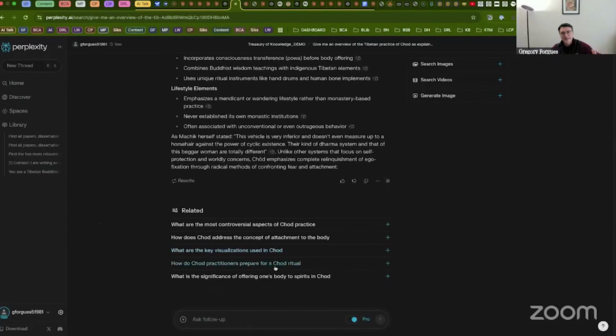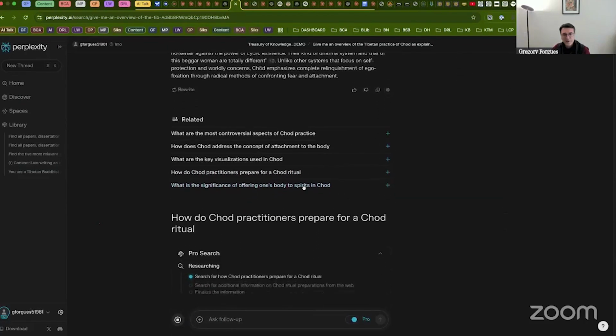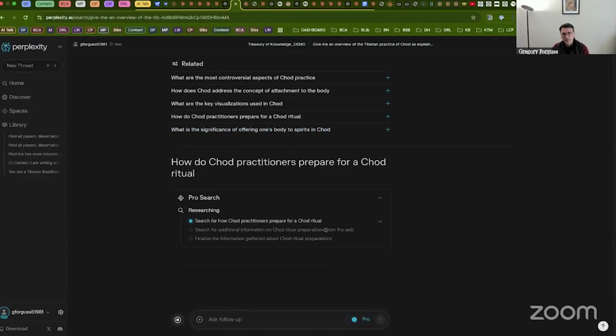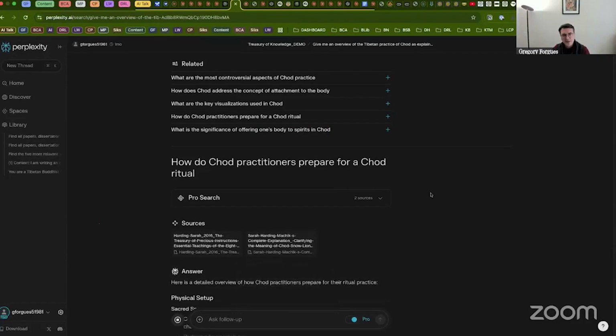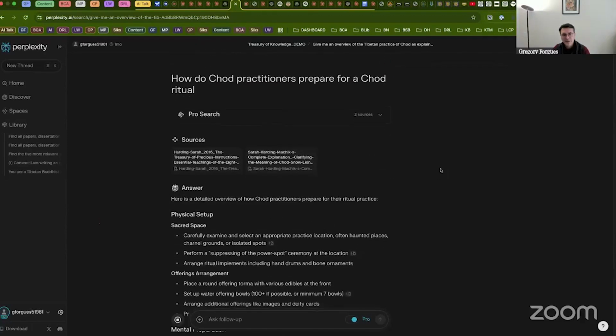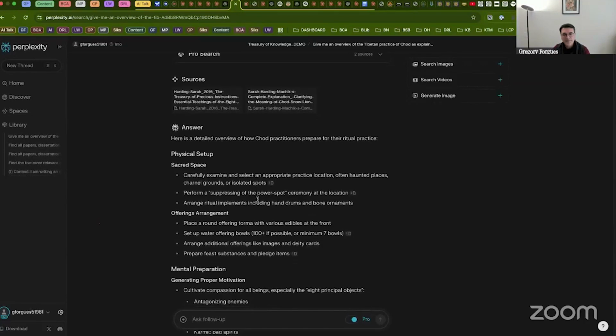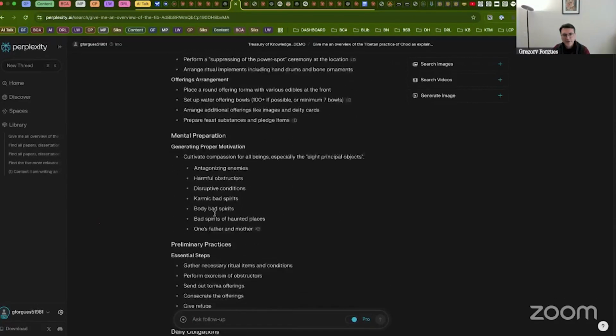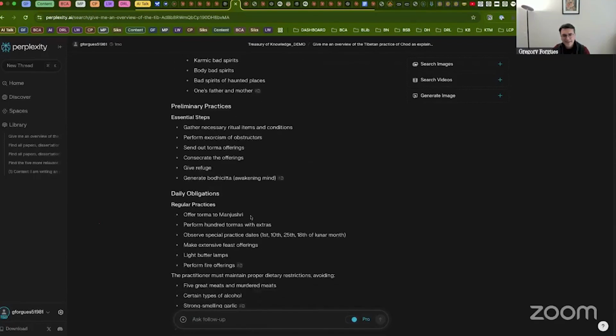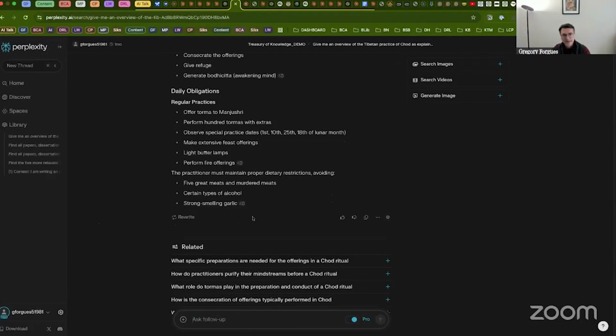And then what Perplexity does is it will give you a list of expected questions by someone who doesn't know too much about that yet. So, for example, how do Chod practitioners prepare for a Chod ritual? So look, now the model is looking into the documentation, the project documentation, the two sources, so translations that Sarah produced. And here it comes with physical setup, sacred space, offerings, arrangements, mental preparation, preliminary practices, and daily practices, really.